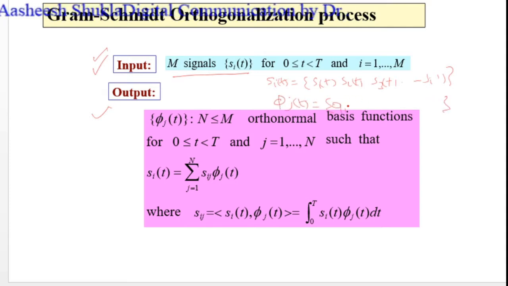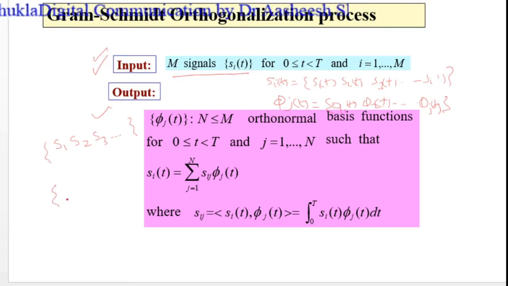So we have to calculate the values of phi 1(t), phi 2(t), up to phi j(t). Again, S1, S2, S3 and so on is a vector set given to us, which is named Si(t). And what we have to do is calculate phi 1, phi 2, up to phi j.